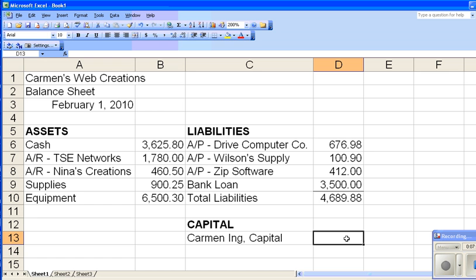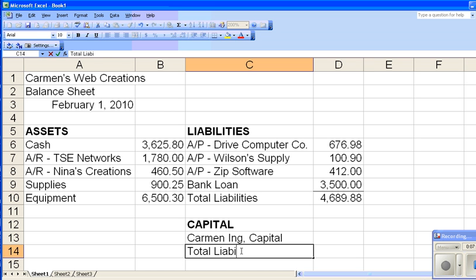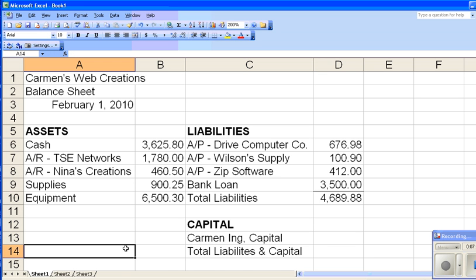Before we do that, however, we need to do a couple of other things. On the right-hand side, we need to add our total liabilities and our capital together. I'm going to get you to type that in now. Immediately across from that, so that our balance sheet will balance, we need to write the word total assets.